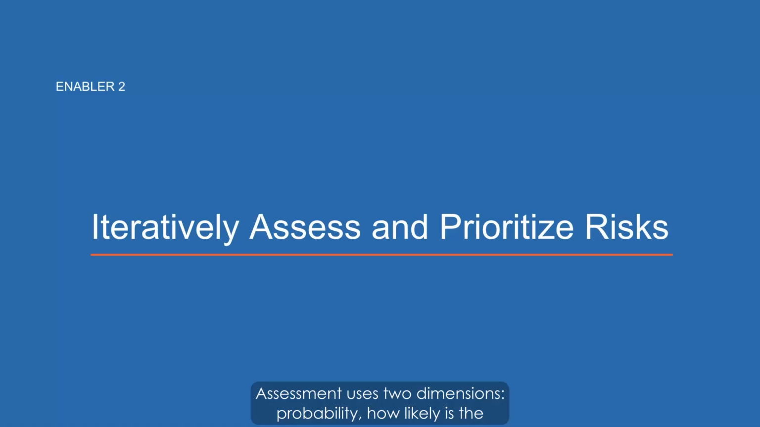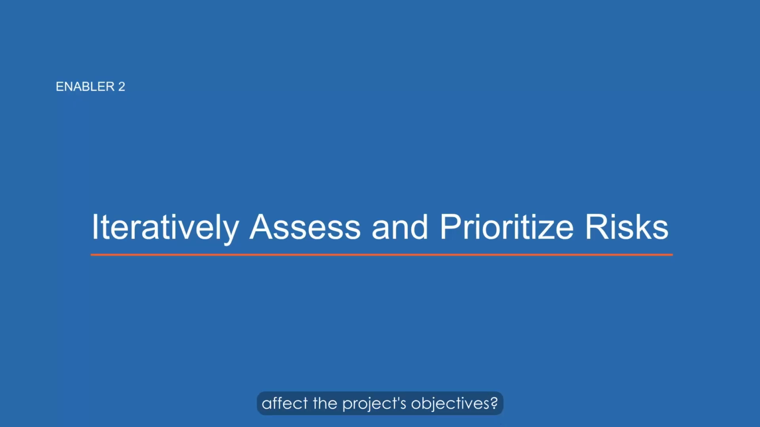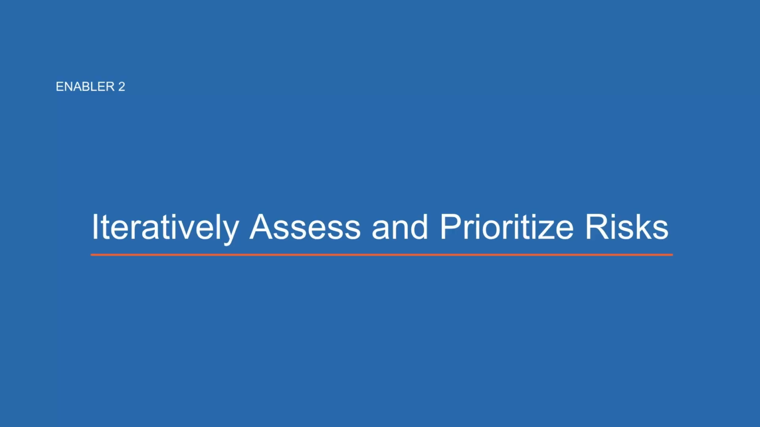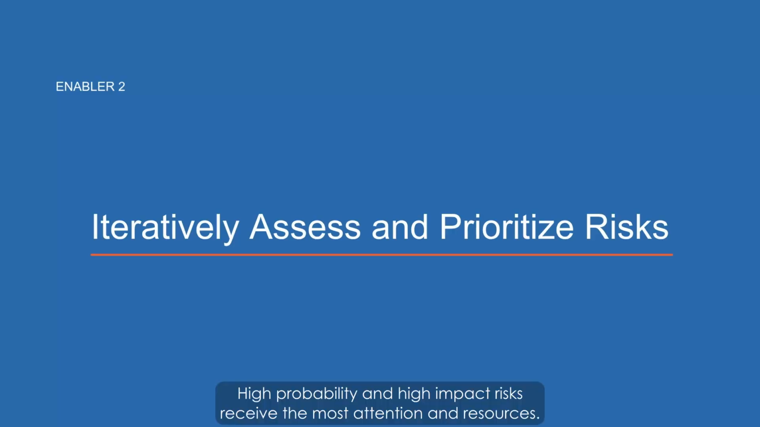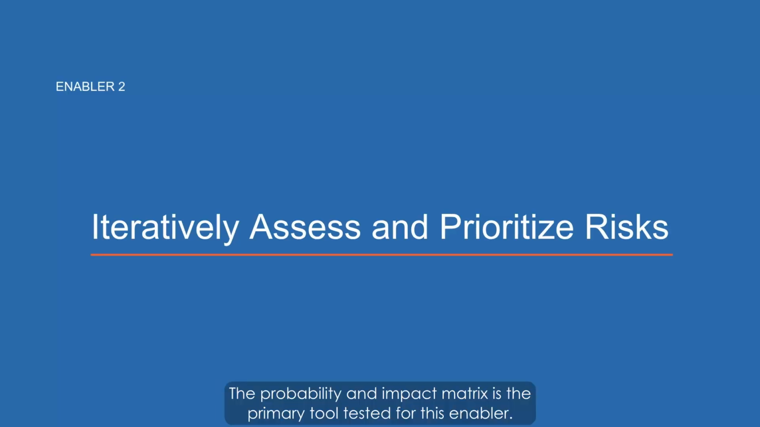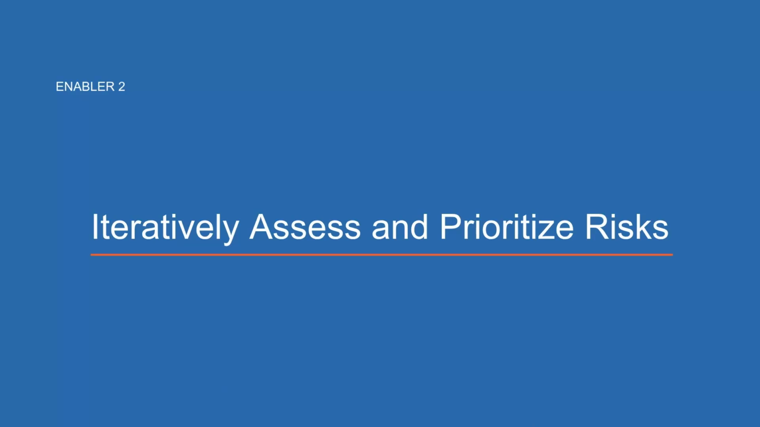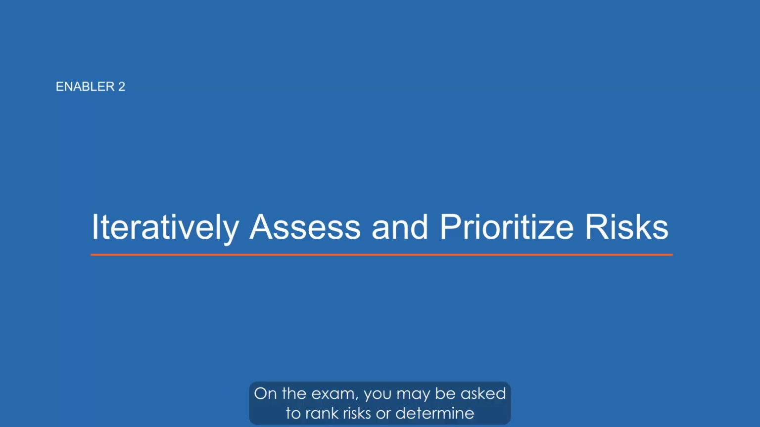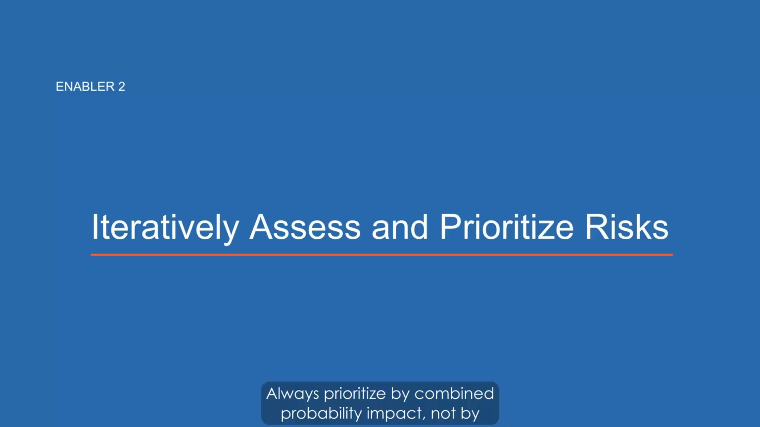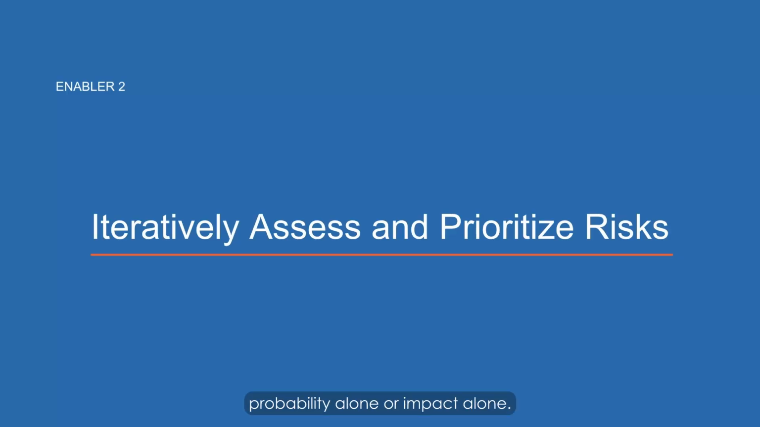Assessment uses 2 dimensions. Probability: how likely is the risk to occur? And impact if it occurs: how significantly does it affect the project's objectives? Risks are prioritized by combining these 2 dimensions. High probability and high impact risks receive the most attention and resources. The probability and impact matrix is the primary tool tested for this enabler. On the exam, you may be asked to rank risks or determine which should be addressed first. Always prioritize by combined probability and impact, not by probability alone or impact alone.